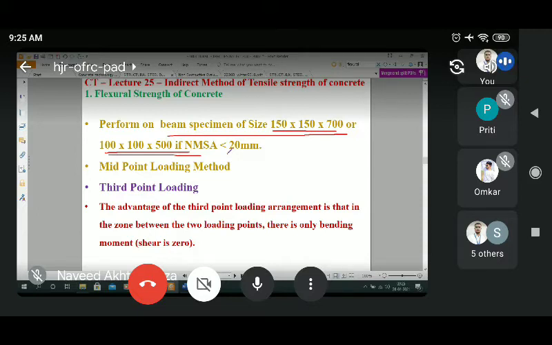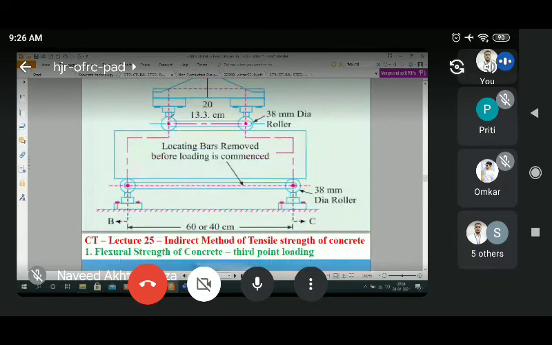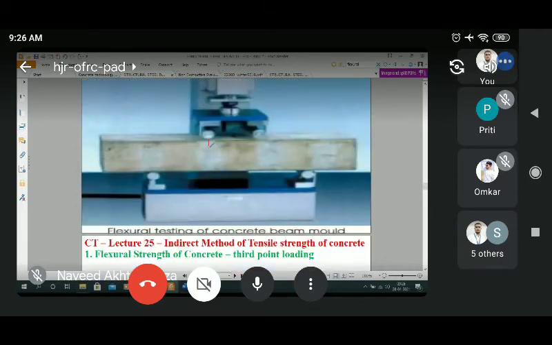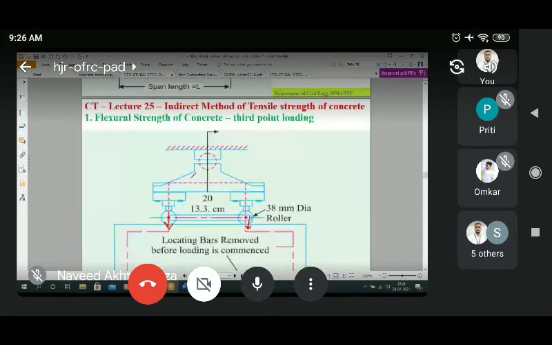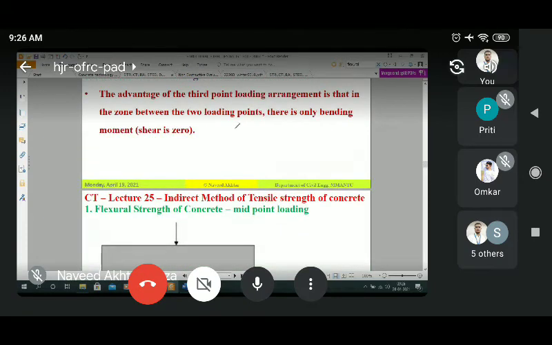The advantage of the third point loading method is the zone between the two loading points. These two loading points are there, and we can say that the bending occurs between these two loading points. So this one is one loading point and this one is the other loading point. So you can say that between them the bending occurs and the shear is zero, so there is only bending moment, and that is why we are adopting that.